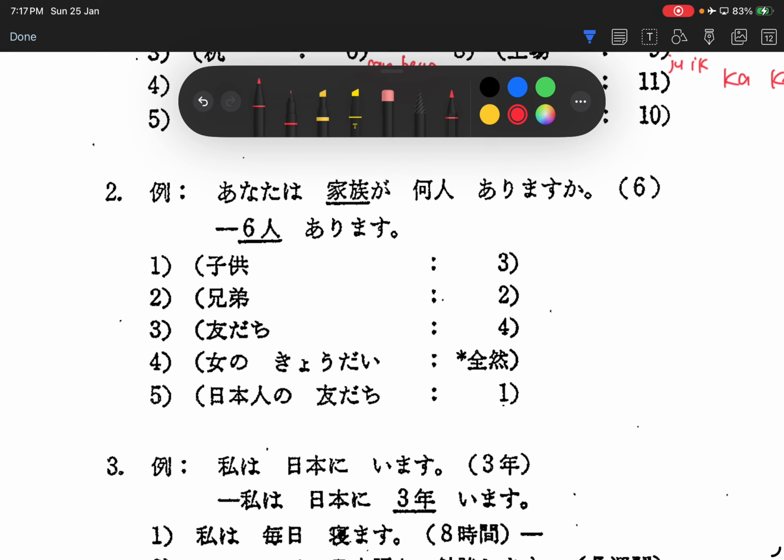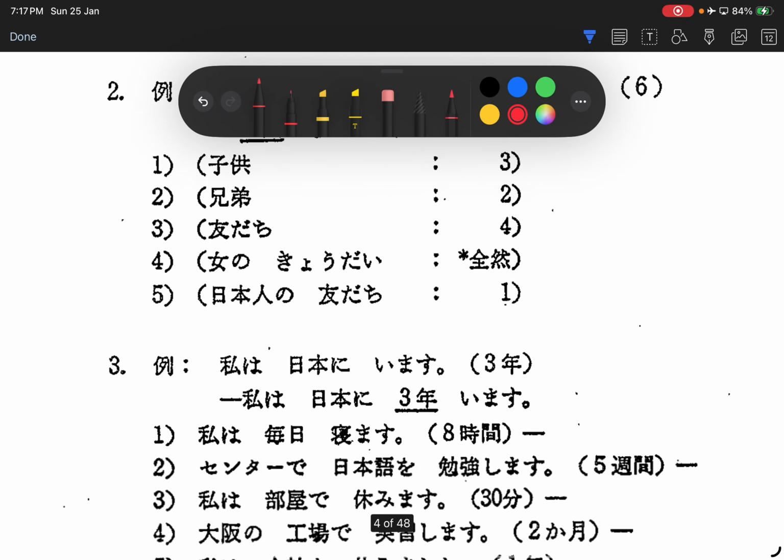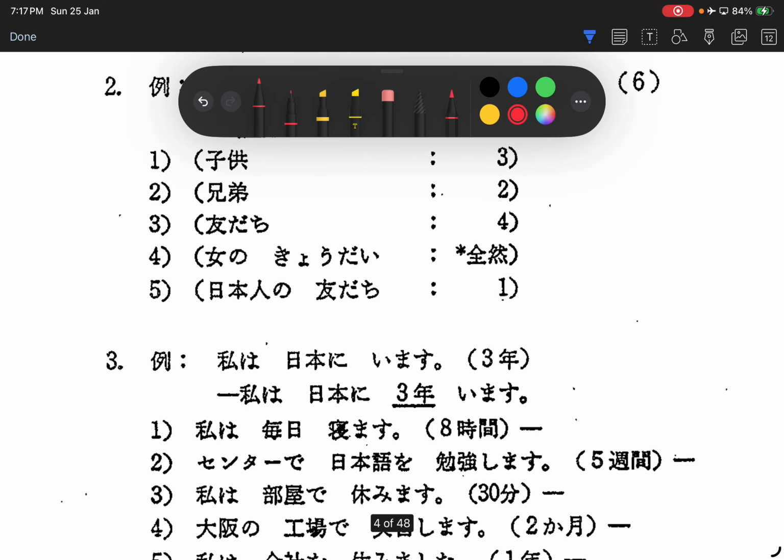So we don't need to change to 何もありません。That one is when there's nothing. But this is not nothing. This is nobody. So 完全没有。So 全然ありません or 全然いません。Okay? Next one, number 5. 日本人の友達 1. Yes, Rachel. Okay, 1人あります。Right? We don't say 1人があります。1人 is a counter. So 1人あります。Can already.